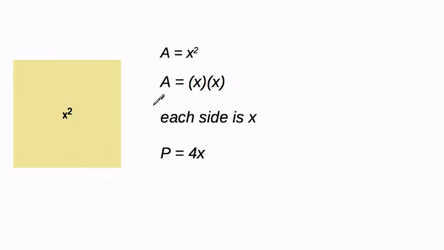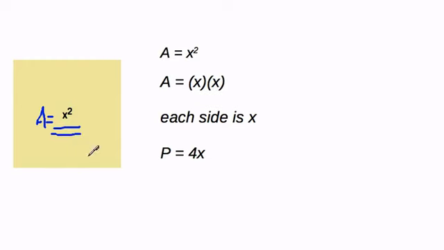Whoa, what's going on here? Now they're gonna give us the area, and from the area I need to get the perimeter. And they're telling me that the area here is going to be x to the power of 2. And since it's x to the power of 2, this is telling us that this is a square. It's x squared, so this is going to be a square.